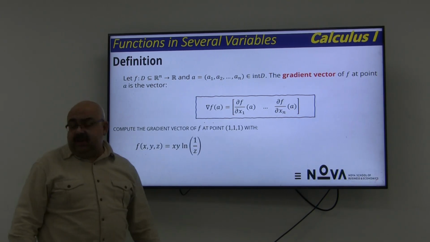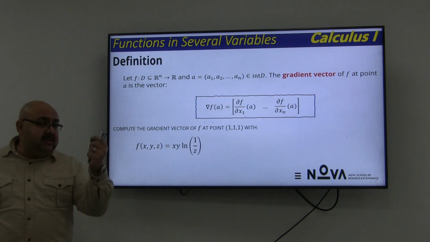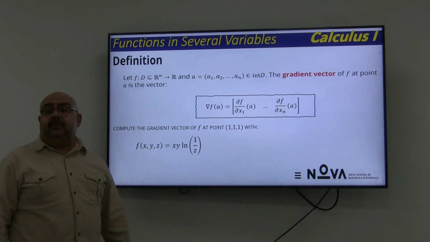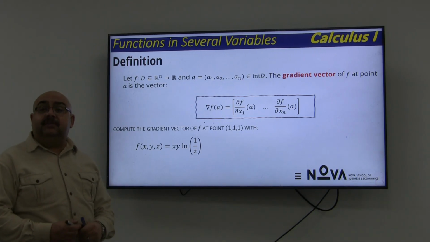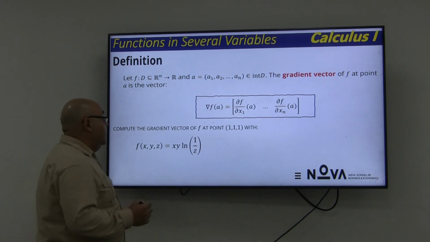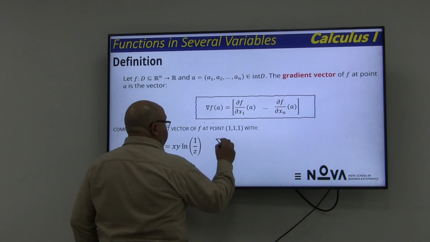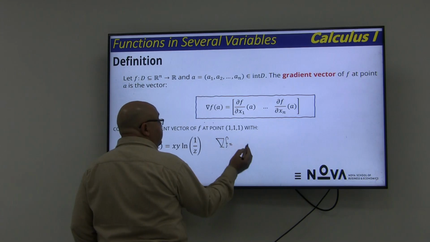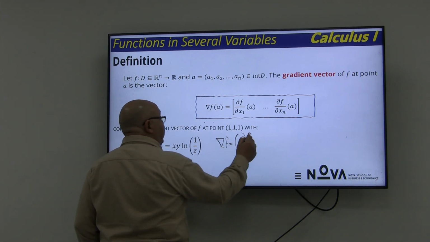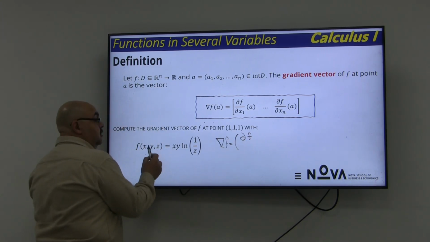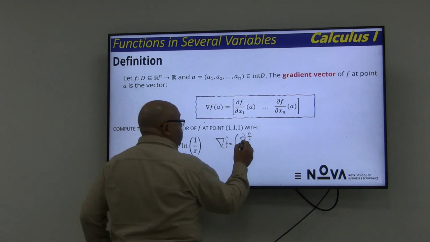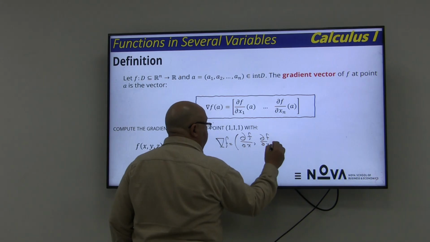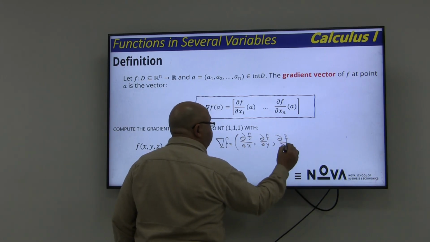Okay, I want to evaluate the gradient vector for this function. Any ideas, Mr. Muhammad? Yes, you are right, the gradient vector for this function f is simply going to be the partial of f with respect to x, the partial of f with respect to y, and the partial of f with respect to z. How many variables? 3.